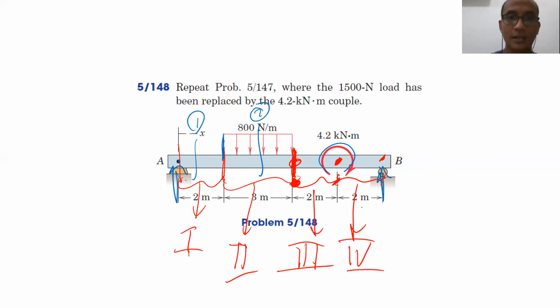So this one is the second. Then you can create an equation which represents from x equal to 2 meters until x equal to 5 meters. Okay, from here to here. Then suddenly at the end of 5 meters, the distributed force stops. Okay, it's a discontinuity in the distributed force.